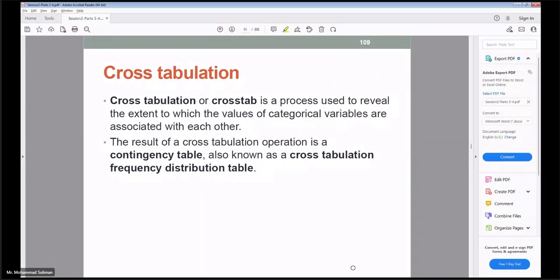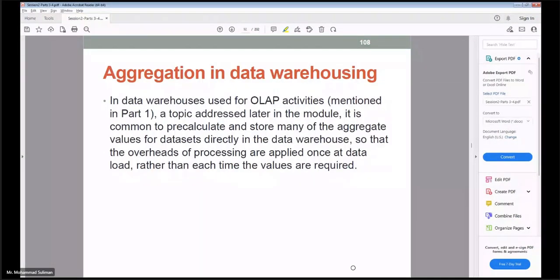Aggregation in a data warehouse, that is, in online analytical processing activities, is also used to keep the data as aggregate data, stored once in the data warehouse instead of calculating the aggregation every time you take the data. So data in data warehouses are basically kept this way. Okay, we'll see that in the coming parts when we discuss the data warehouse.